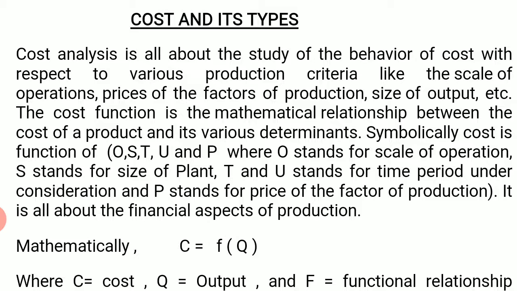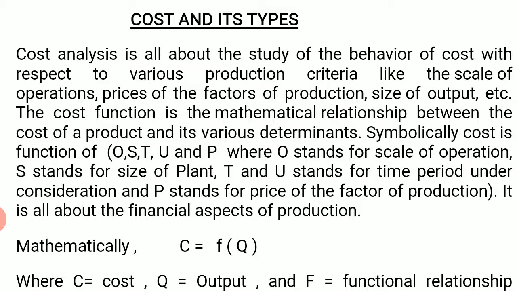Symbolically, cost is a function of O, S, T, U, and P, where O stands for scale of operation, S stands for size of plant, T and U stand for time under consideration, and P stands for the price of the factor of production. It is all about the financial aspects of production.